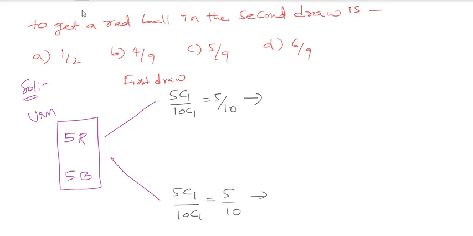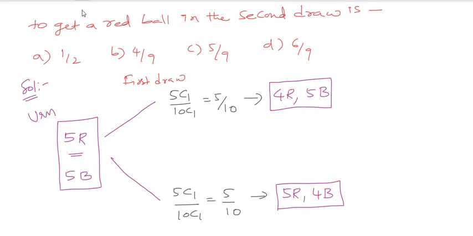So what will be happening? If I'm assuming the first ball is a red ball, then 1 red ball will go outside. So I'll have 4 red balls and 5 black balls there. Suppose I assume this as a black ball, if I took the first one, then again the same thing happens: red balls will be 5 and black balls will be 4. Am I correct or not? Yes or no? This is the part of this one.